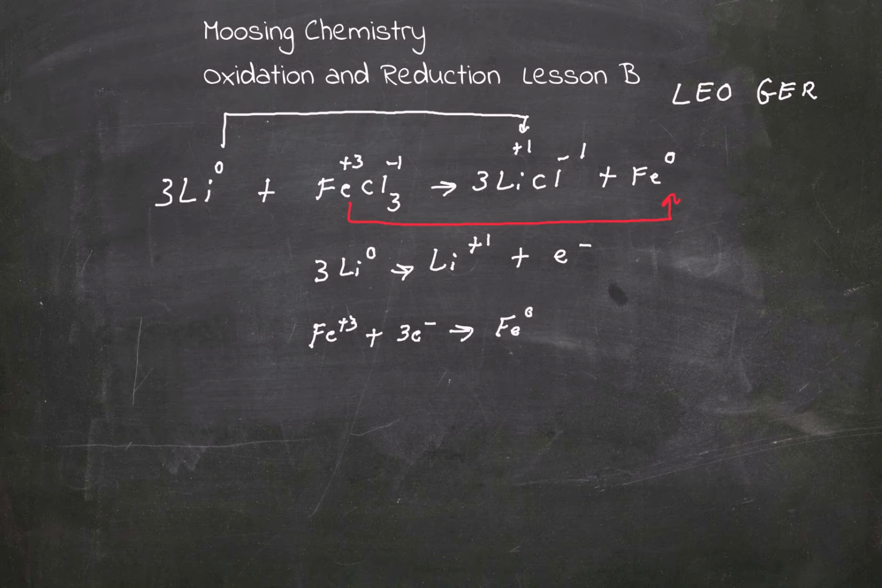So this one is losing electrons, so it oxidizes. And then this one's gaining electrons, therefore it's going to reduce. So this oxidized, and this one reduced. All right, let's look at one more problem.